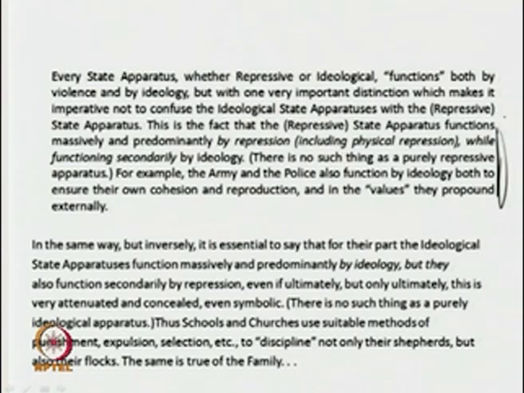Look at these superstructural institutions, they too use violence, they punish, they rusticate, they expel, they use systems of selections, of gradations to discipline not only their shepherds, but also their flocks. The same is true also of the family.